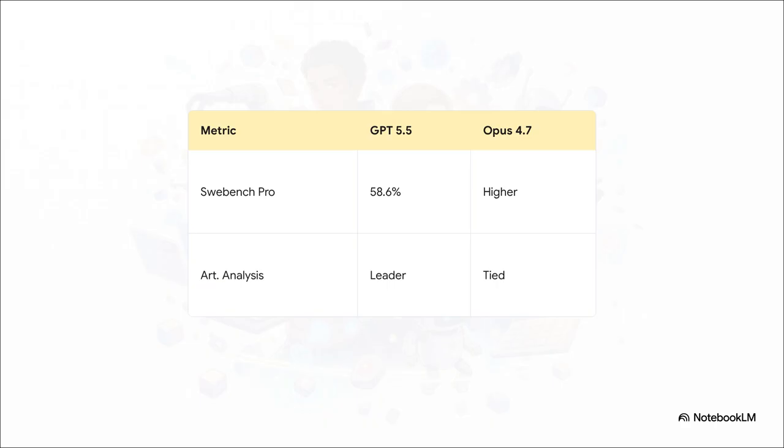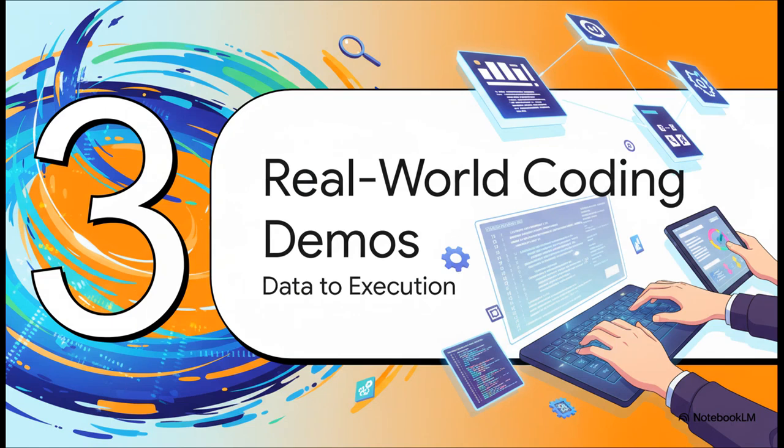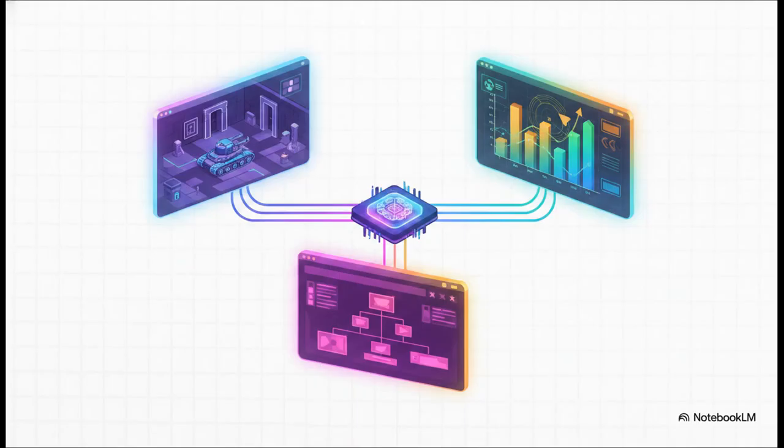However, when we zoom out to the Artificial Analysis Composite Index, which aggregates 10 different hard benchmarks across coding, reasoning, and agents, GPT 5.5 Extra High breaks a previous three-way tie between Opus and Gemini. It becomes the definitive standalone leader. Objectively, across a blended workload, it's currently the smartest model available. All right, Section 3, real-world coding demos, taking this from benchmarks to actual execution. Because let's face it, benchmarks are just numbers until you actually deploy them.